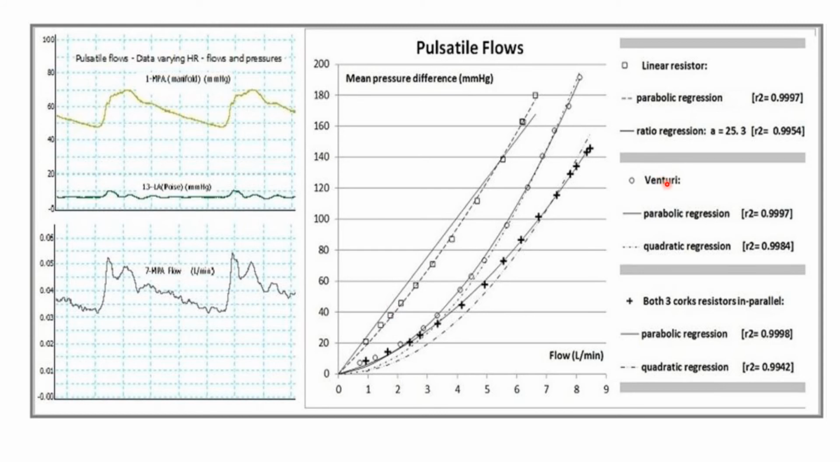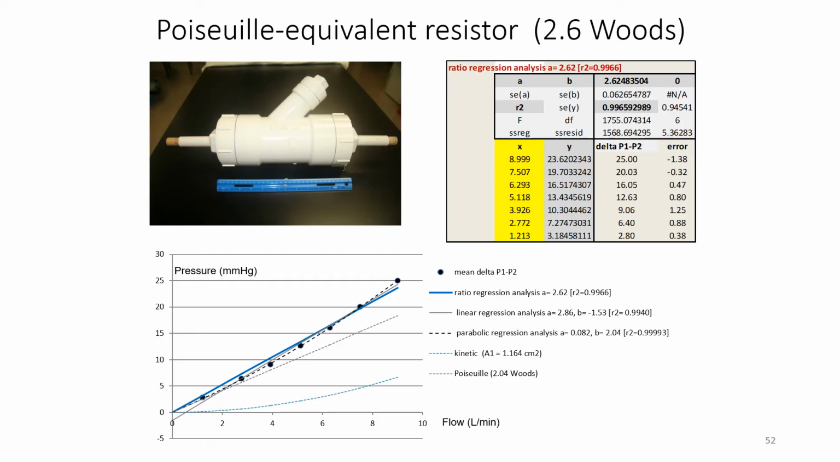And then the Venturi here, which is this one, is very quadratic. And you see that the parabolic is right on the dots, while the quadratic is a little bit off, but very good, because it's a very perfect type of orifice. And when you have the corks, then you have more viscosity in that. So you see that the dots across the parabolic function can fit very well. And the quadratic is very close, but not as good. And then we did that for many resistors.